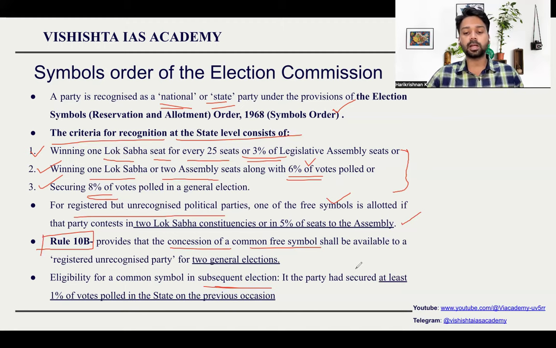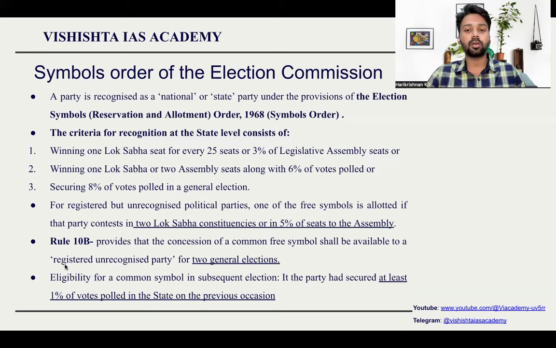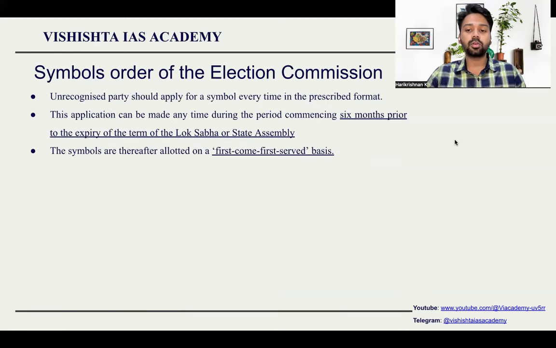What is the eligibility? If the party had secured at least 1% of votes. If I'm a new party, I will go to the Election Commission. The Election Commission will give me a symbol, and I should have won at least 1% of the votes in that particular election. If I have won, then I can go again to the Election Commission and say, see, you have given me a symbol and I have won 1% of the votes, so you can give me the same symbol again. So the Election Commission will provide me the same symbol. So this is the basic idea.